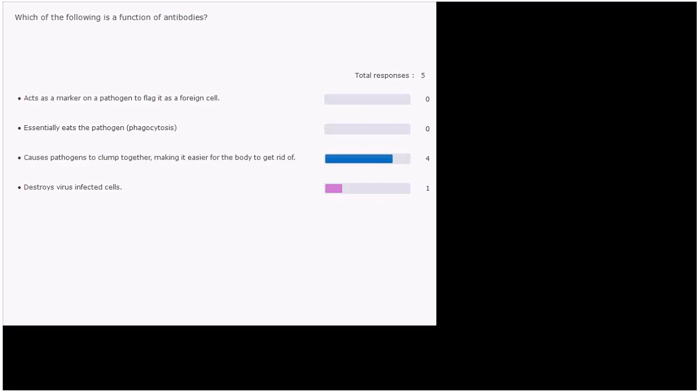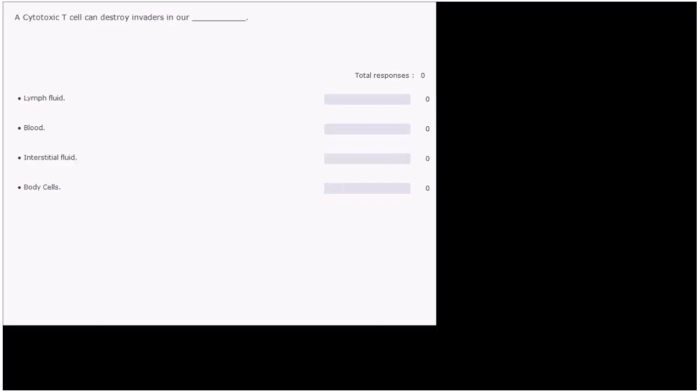Okay, I think I have one more immune system question. A cytotoxic T cell can destroy invaders in our lymph fluid, blood, interstitial fluid, or body cells. And you guys are correct, it is body cells, so it can only act against a pathogen once it's already inside of our cells. That is correct.